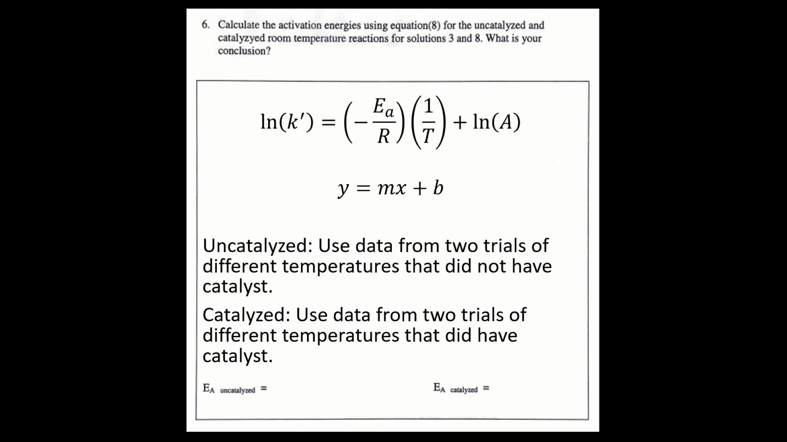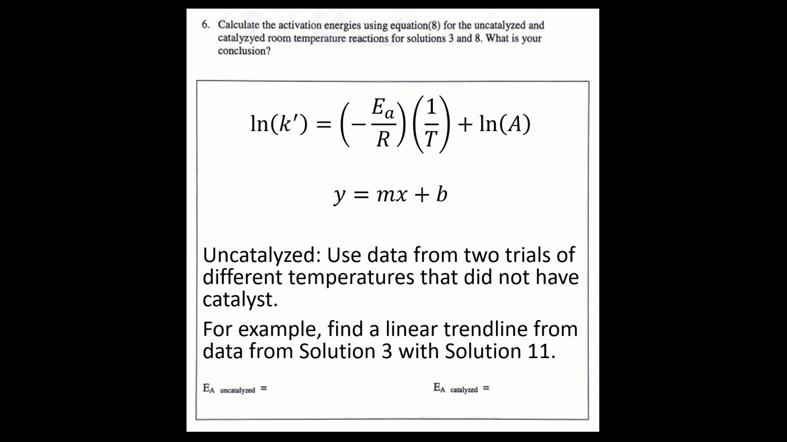So, what we're going to use is two trials for the uncatalyzed reaction. We'll need to use two trials where we do not add a catalyst and we're at two different temperatures. And then for the catalyzed activation energy, we'll need to use two trials at different temperatures where we do use the catalyst. So, in short, for the uncatalyzed activation energy, use data from two trials at different temperatures that did not have the catalyst, whereas for the catalyzed activation energy, use data from two trials of different temperatures that did have the catalyst.